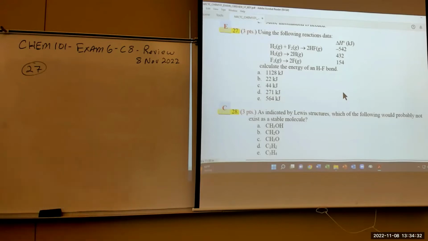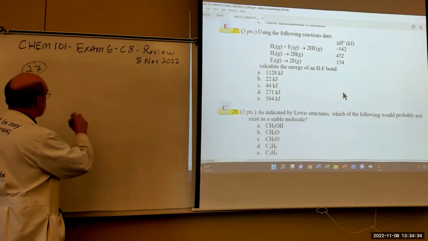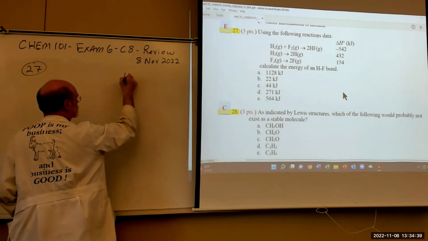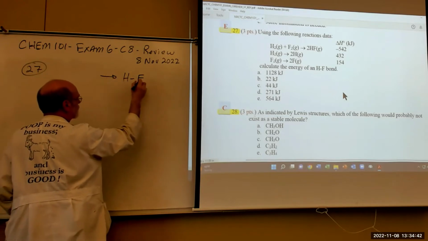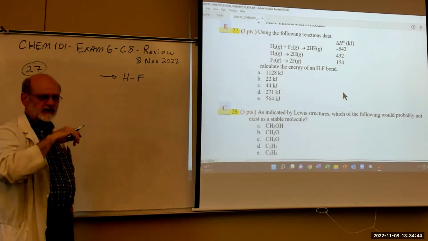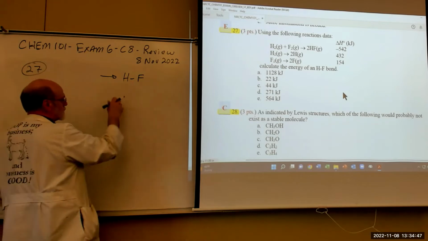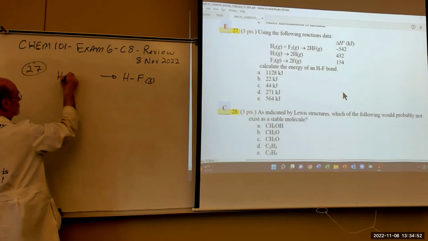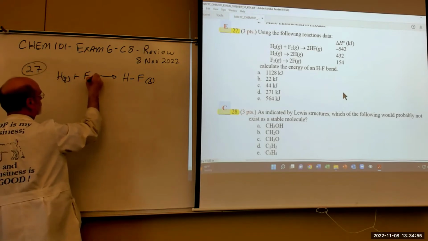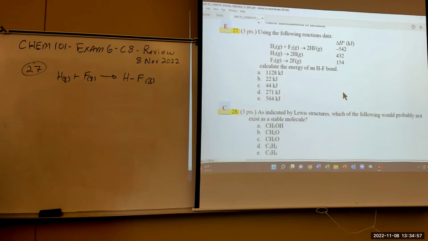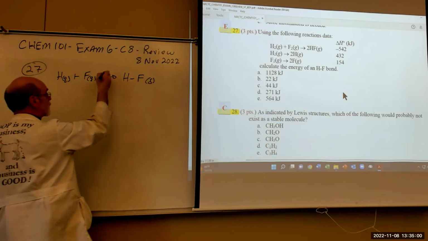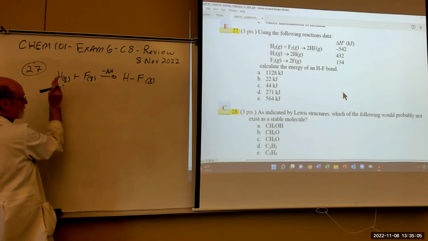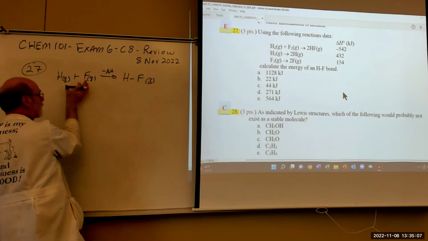Okay, so our target equation for the HF bond, we want to form this. But remember, we want to exclude all other influences. So this HF bond has to be a gas formed from gases. That's how you measure the energy of your bond. Right? It's going to be exothermic, because when these come together, they're going to give off energy. They're more stable here than they are there.